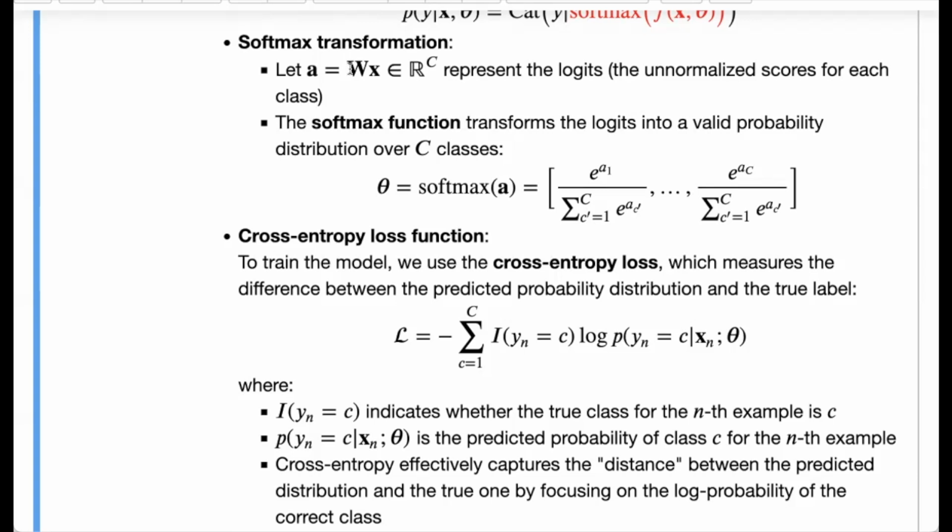The way you can think about this is that each row of W contains weights for one of the classes that we have. So we have this input feature vector x, and we convert it to a C-dimensional vector. These are the unnormalized scores for each class, and we can think of them as logits because they're before applying the normalization step. In this case, the normalization is the softmax function that transforms these logits into a valid probability distribution over C classes.